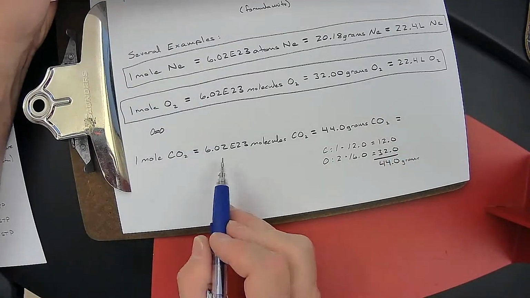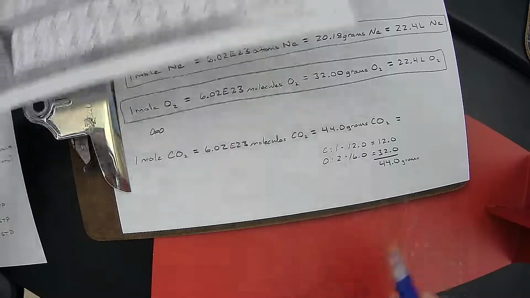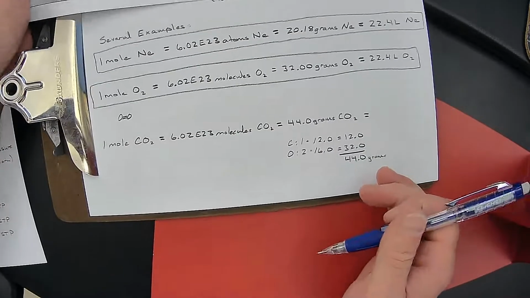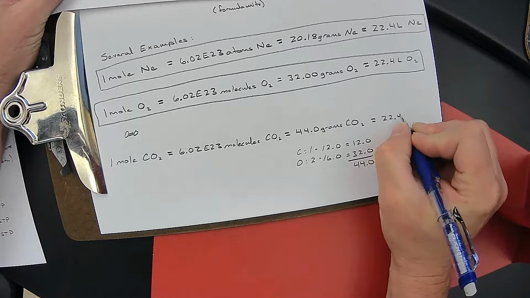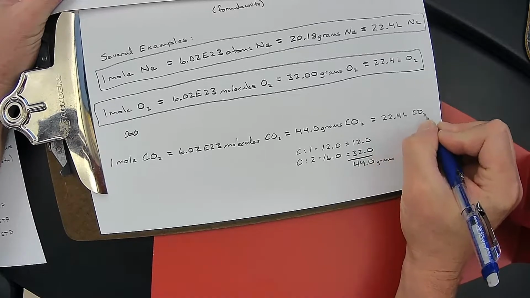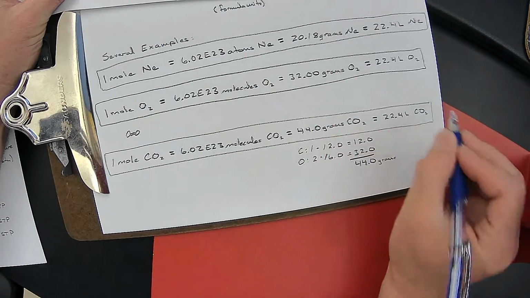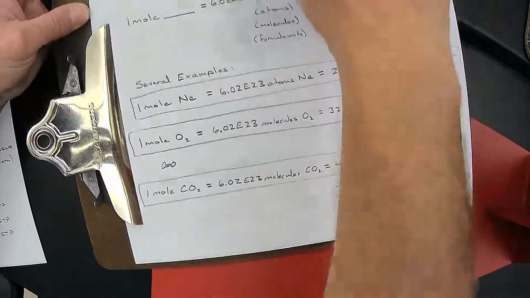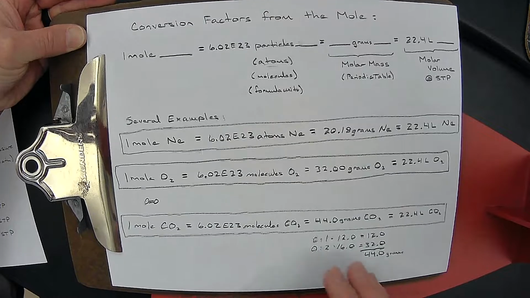So 1 mole of CO2 is that many molecules of CO2, which is that mass of CO2. And as long as we are at STP, it's also equal to 22.4 liters of CO2. Those are all the conversion factors that we can generate from the mole.